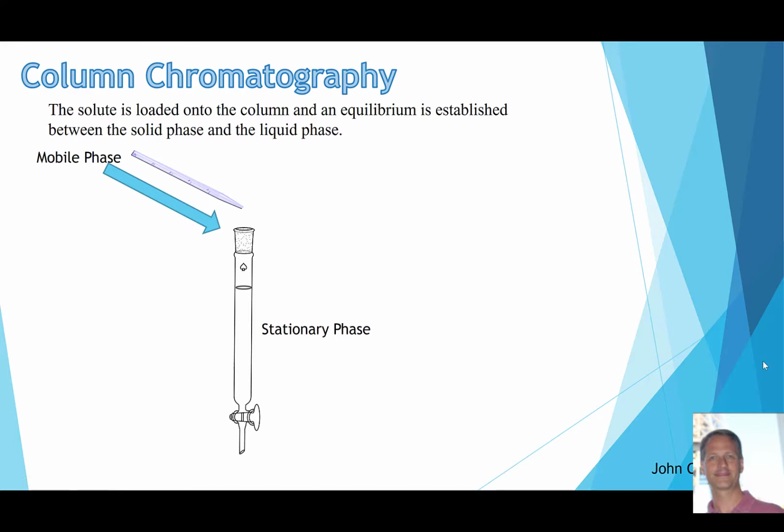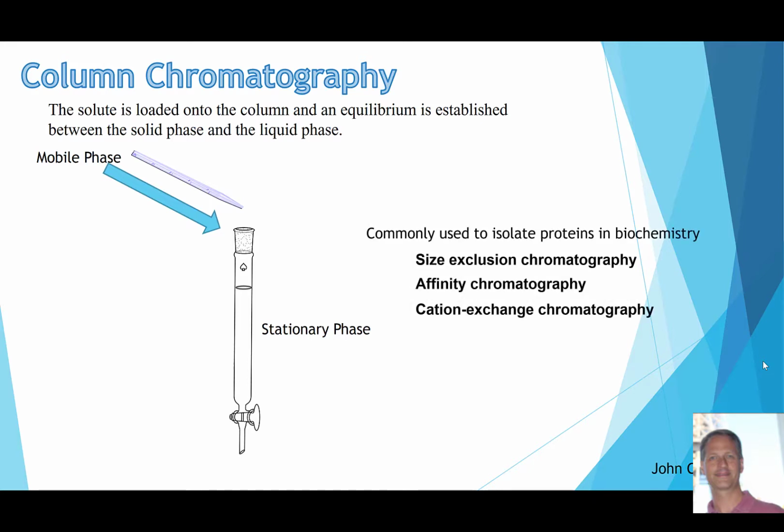Now, column chromatography is used quite extensively in biochemistry. It's used to separate proteins. Specifically, some types of chromatography that you're going to see if you go on and take biochemistry are size exclusion chromatography, affinity chromatography, and cation exchange chromatography.